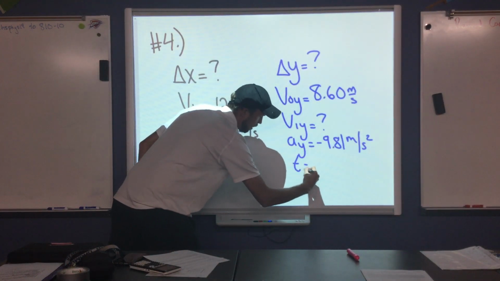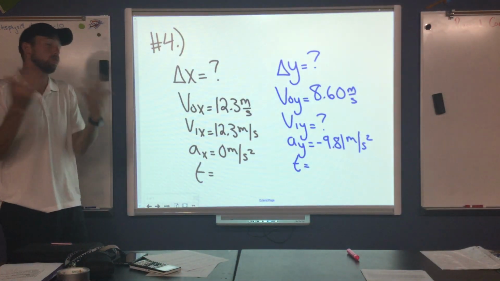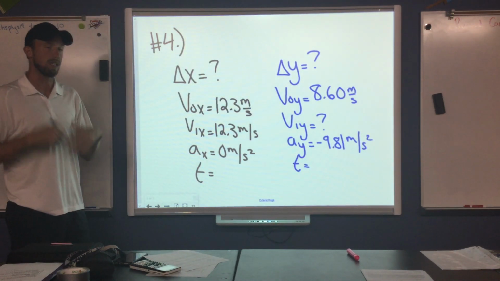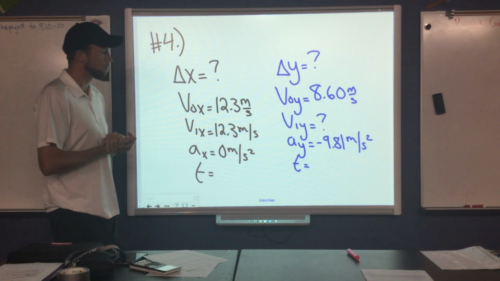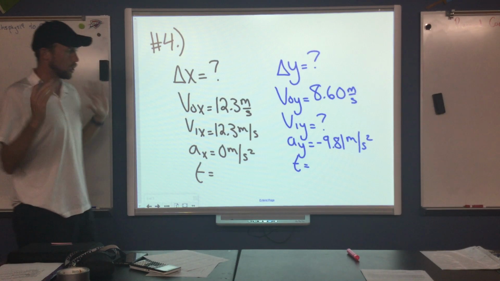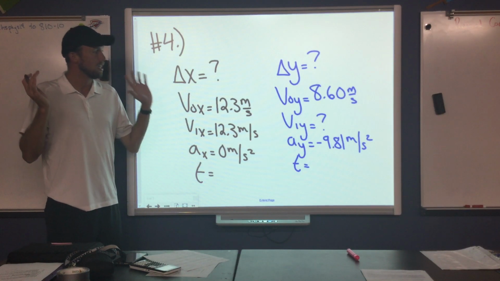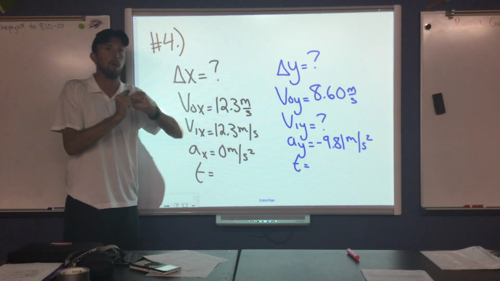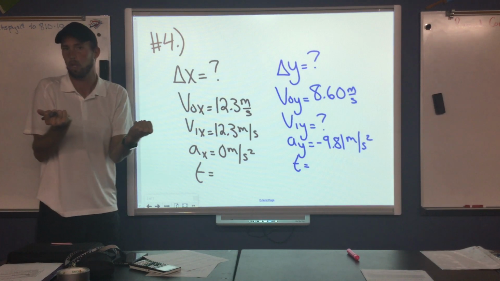And time, again, we don't know time. We can't use 1.75 because that's the total time to cover our trajectory. So we can't just throw that in here. Okay, so you'll notice we have our variables listed out. Some of them we've kept, some of them we haven't, because not all of them fit our new point that we're looking at.